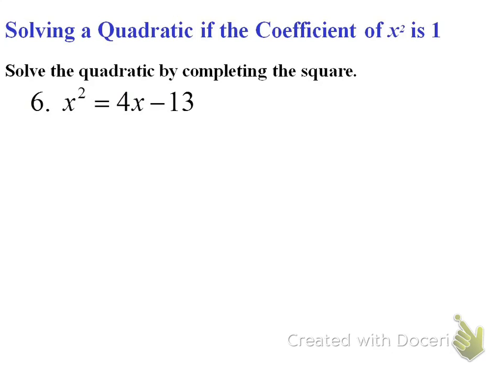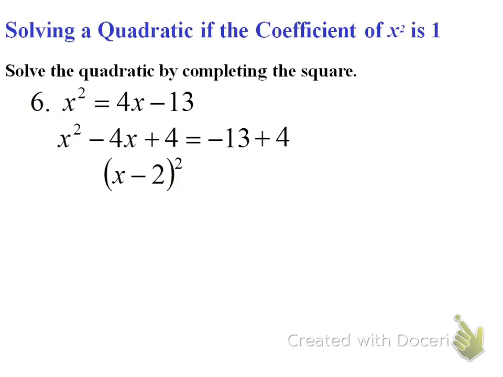How do you guys think we should start example 6? Yeah, we need to move that 4x. We're going to subtract 4x from both sides. Remember, you want your x squared, then your x, a space, equal sign, and then your constant. Negative 4 divided by 2 squared is 4. So I'm going to add 4 to both sides. On the right side now, we can go ahead and combine those. We get negative 9.